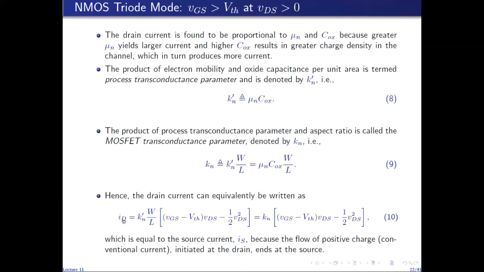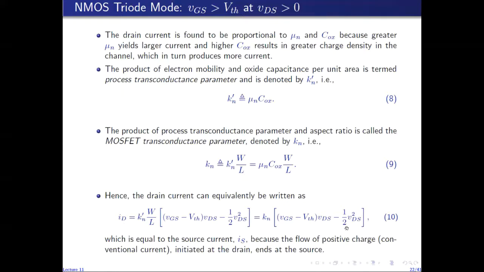So looking at this equation 10 for the drain current, we see that there are two components of the drain current. The first component tends to increase ID with increasing VDS, which makes sense because when VDS is increased, the electric field along the channel from drain to source increases, which increases the drift of the electrons from source to drain, which in turn will increase the conventional current ID. On the other hand, we have this other quadratic term, which, because of this negative sign, tends to decrease the drain current ID.